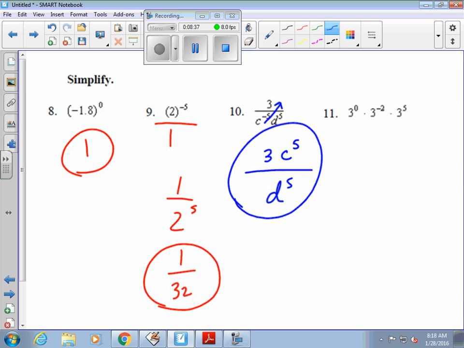Number 11 says 3 to the 0 times 3 to the negative 2 times 3 to the 5th. All three of those bases are the same, 3, 3, and 3. When you are multiplying the same bases, you could add 0 plus a negative 2. We know that means minus 2 plus 5. So 0 minus 2 is negative 2, and negative 2 plus 5 is 3. So we have 3 to the 3rd power. We know 3 to the 3rd power is 27.